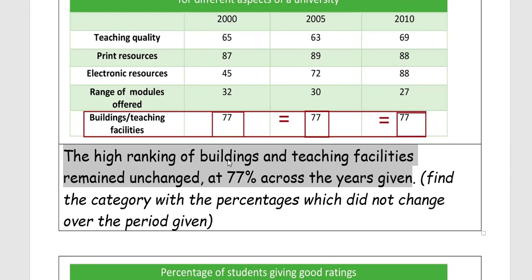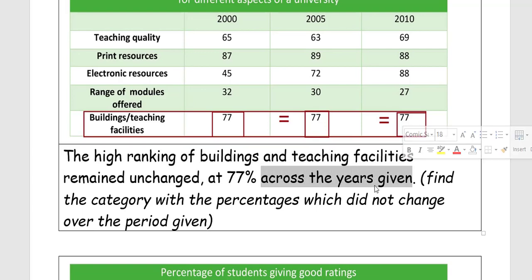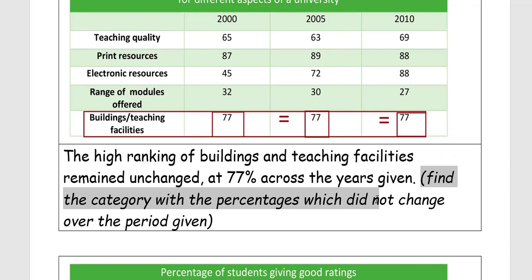Now, if you look at buildings, teaching facilities, this percentage is pretty high compared with the percentages in the other categories, and you can see that the percentage was the same, because 77, 77, and 77. The expression across the years given, that basically means in all the years given. So you can use this phrase here. So we need to find the category with the percentages which did not change over the period given.